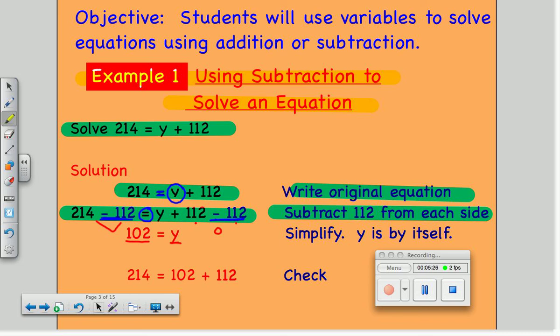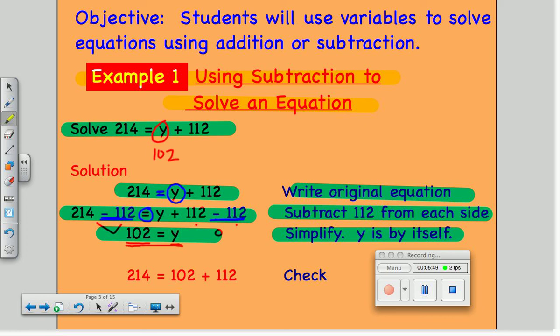To check, I want to make sure I check my answer. So to check my answer, I replace the y in the original equation with the number 102 because that's what I'm saying y equals. So where you have the y, I'm going to make this 102 instead because I said y equals 102.